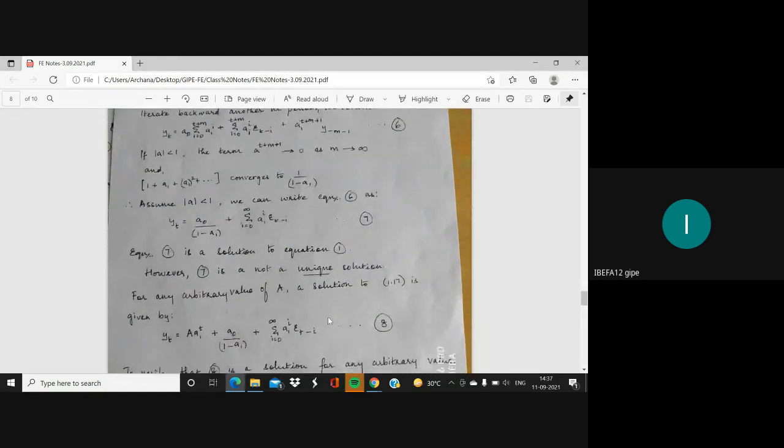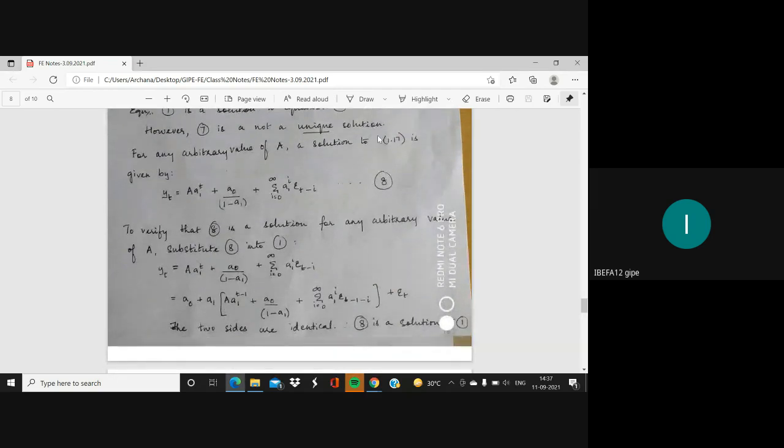So we had imposed this restriction, and as m tends to infinity, or the sample size keeps growing larger and larger, we found that even this infinite sum over here will converge to 1 by 1 minus a1. So finally, we can write the solution to this first order difference equation this way. If we impose this restriction that the absolute value of a1 is less than 1, then we had said that this is not a unique solution, because for any arbitrary value of a, this will hold true, equation A.